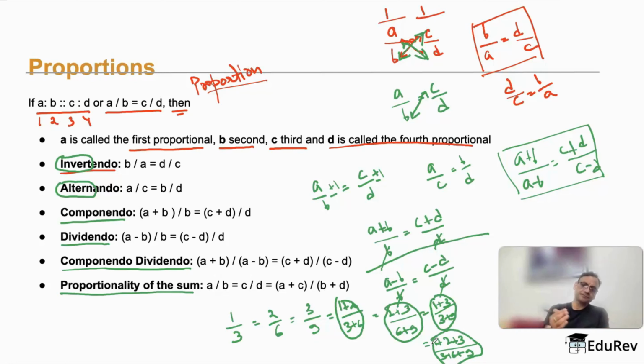When you have multiple values in proportion, not confined to A, B, C, D, but you have E, F also, you can add all the numerators, you can add all the denominators, or any choice of numerators and the same set of denominators, and they will also be part of the same proportion. Very, very useful concept. Let's apply these concepts now in some questions.